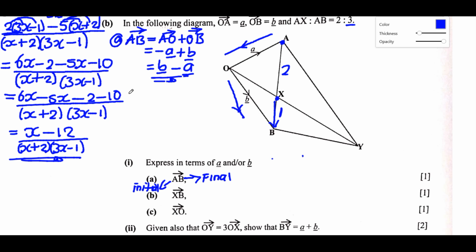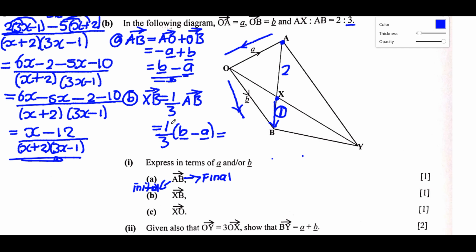To find our final answer for this one, XB is equal to, what is the ratio for XB? Remember, it is 1 divided by 3 of vector AB. It simply means that of the line AB, we just need a portion of it. Please take note of that. So I'm going to say 1 divided by 3 of vector B minus A.